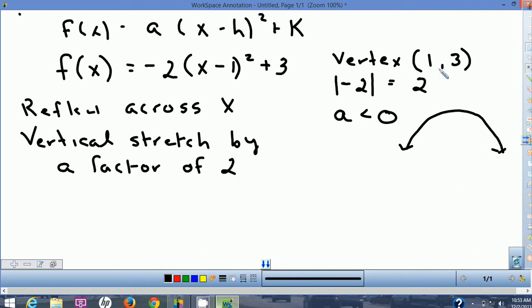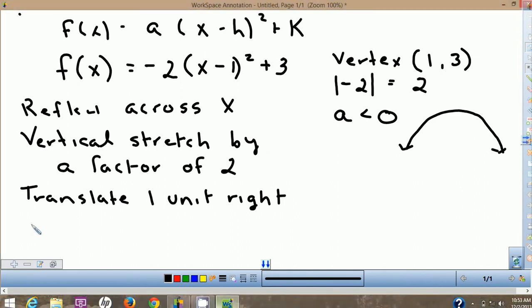We know that the vertex is at (1, 3). That tells us that we have a translation. This is going to translate to the right 1 unit. And our vertex being (1, 3), it's going to translate 3 units. And this is a positive k, so 3 units up.